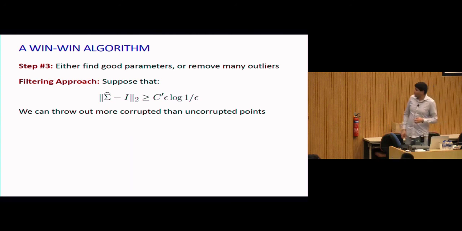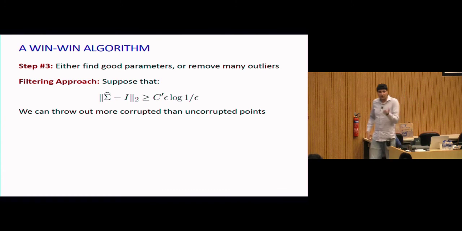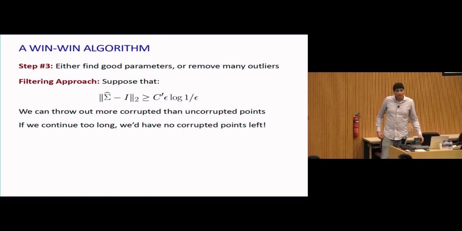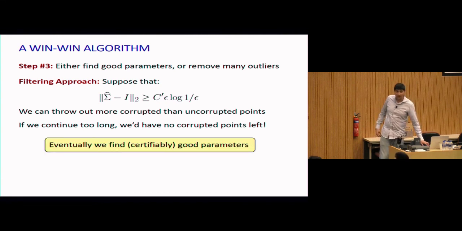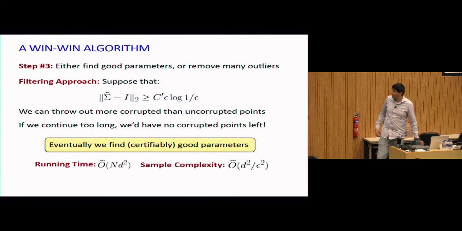So this is a win-win analysis: either we have certifiably good estimates for the empirical mean because the empirical variance is what it should be, or we're going to purify our set of samples by throwing out more corrupted than uncorrupted points. And eventually, we're going to run out of corrupted points to throw out. So at that point, we really are going to have good estimates of the true parameters.